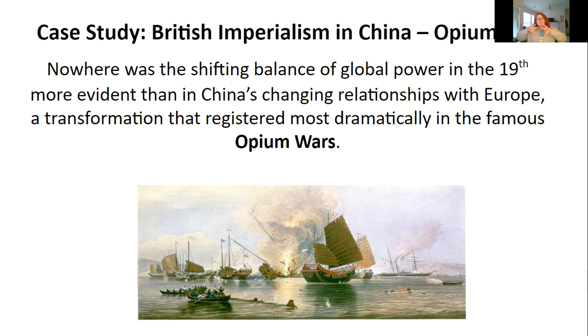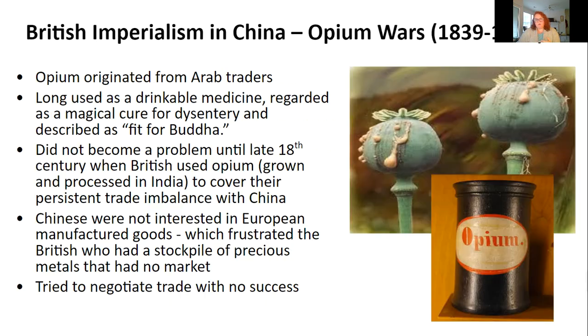So let's look at this case study of British imperialism in China, specifically focusing on the Opium Wars. So nowhere was the shifting balance of global power in the 19th century more evident than China's changing relationships with Europe. And this was most dramatically affected by the famous Opium Wars. So opium, if you didn't know this, comes from the poppy plant.